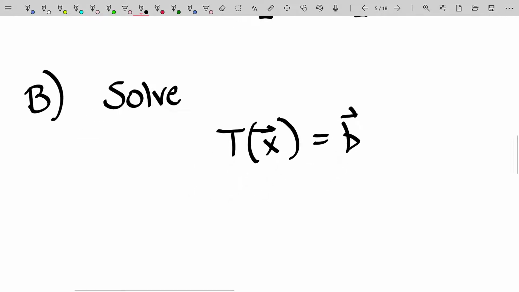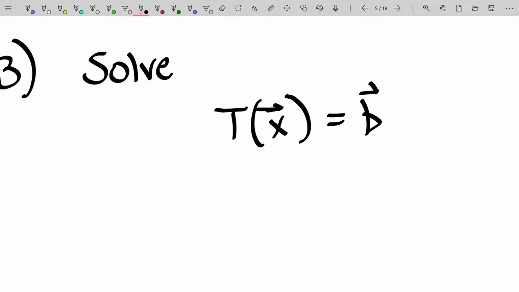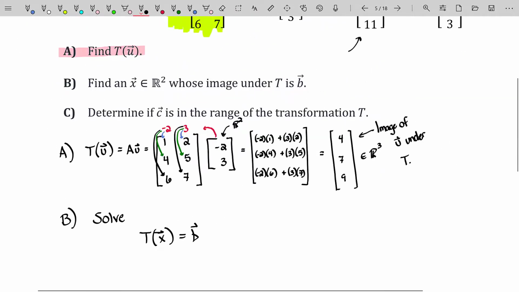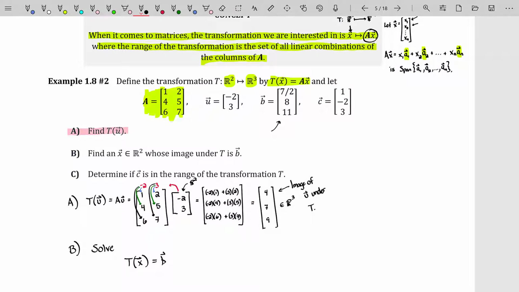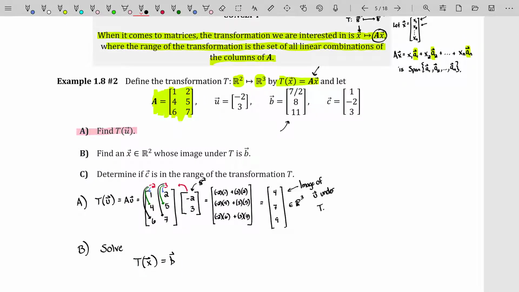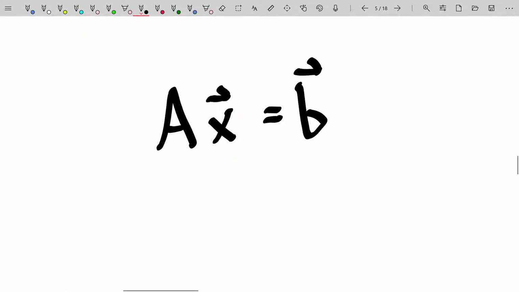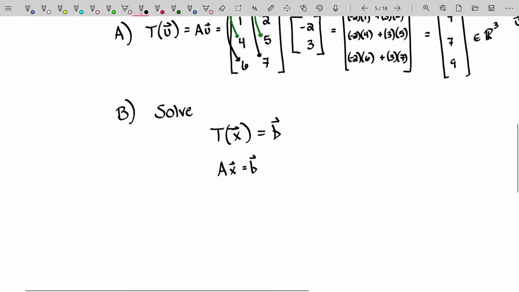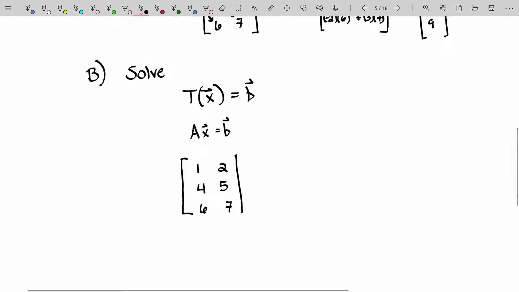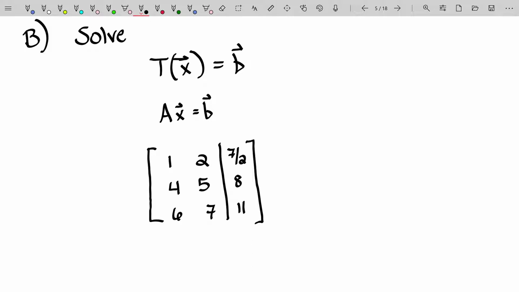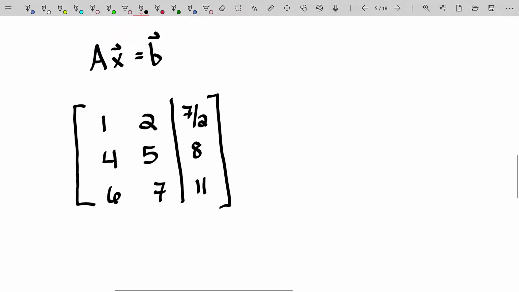So what I'm going to do is trade out that transformation on the left-hand side for what the transformation actually is. Remember, our transformation is A times x. So I'll go ahead and trade out that transformation T of x for A times x. And we want to solve this matrix equation. And we've done this so many times that I'm just going to jump right into it. I'm going to build an augmented matrix and use row reduction. Now, offhand, we don't know if there's a solution to this, but we're being asked to find what is the solution, what is x, what is the vector whose image is going to be 7/2, 8, 11. So let's go ahead and start doing row reduction techniques.